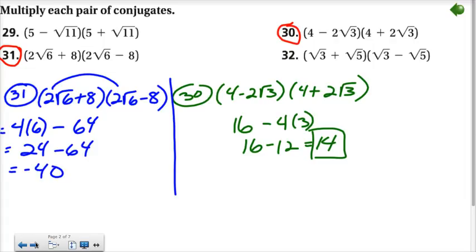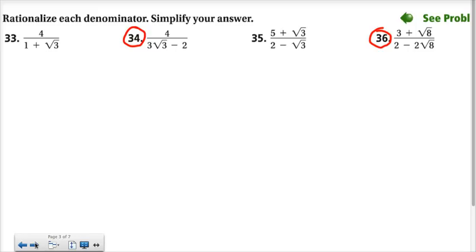a negative 40. So again, if you're struggling with this, just use FOIL, but hopefully after you do a few of these, you'll notice outside times outside and inside times inside are going to cancel out. Then, the reason that we do that right before we rationalize the denominator is because we need to rationalize that denominator by using that conjugate.